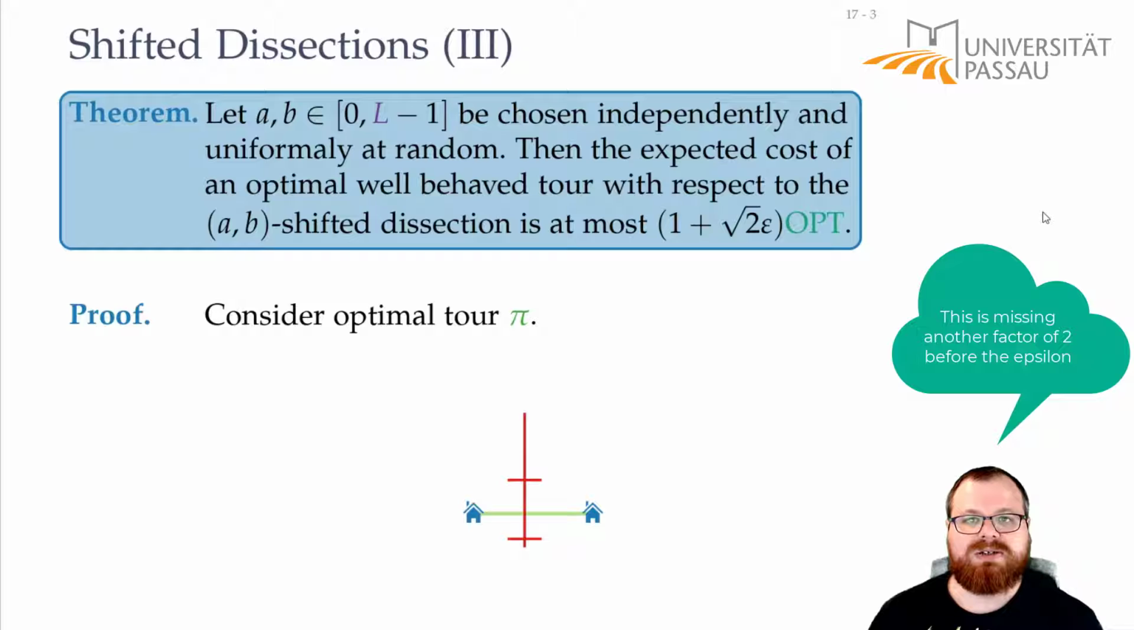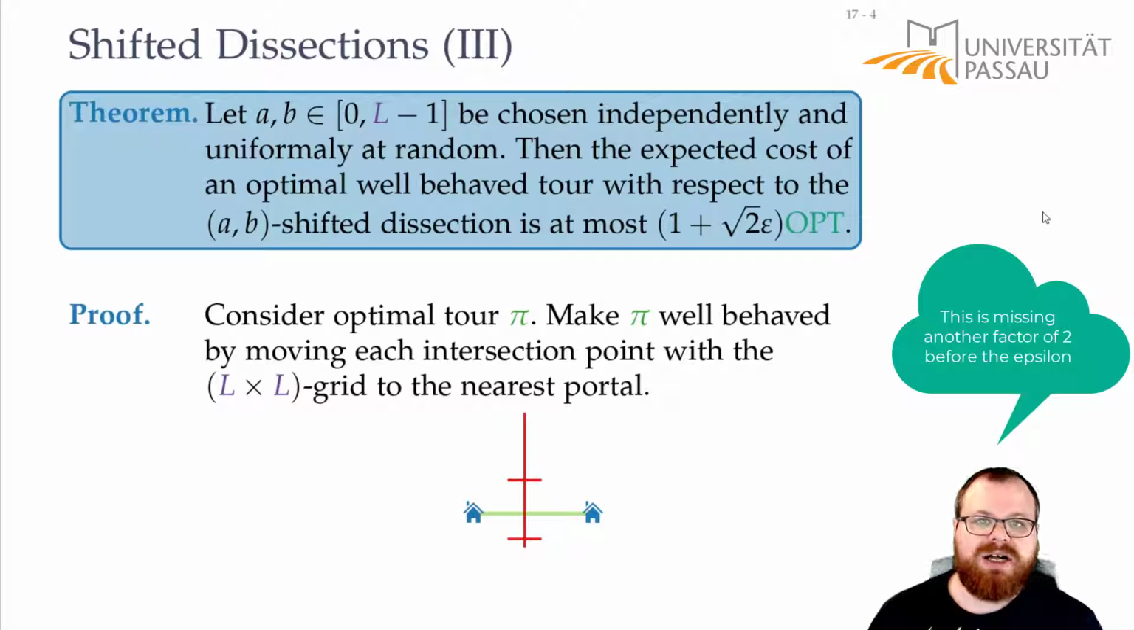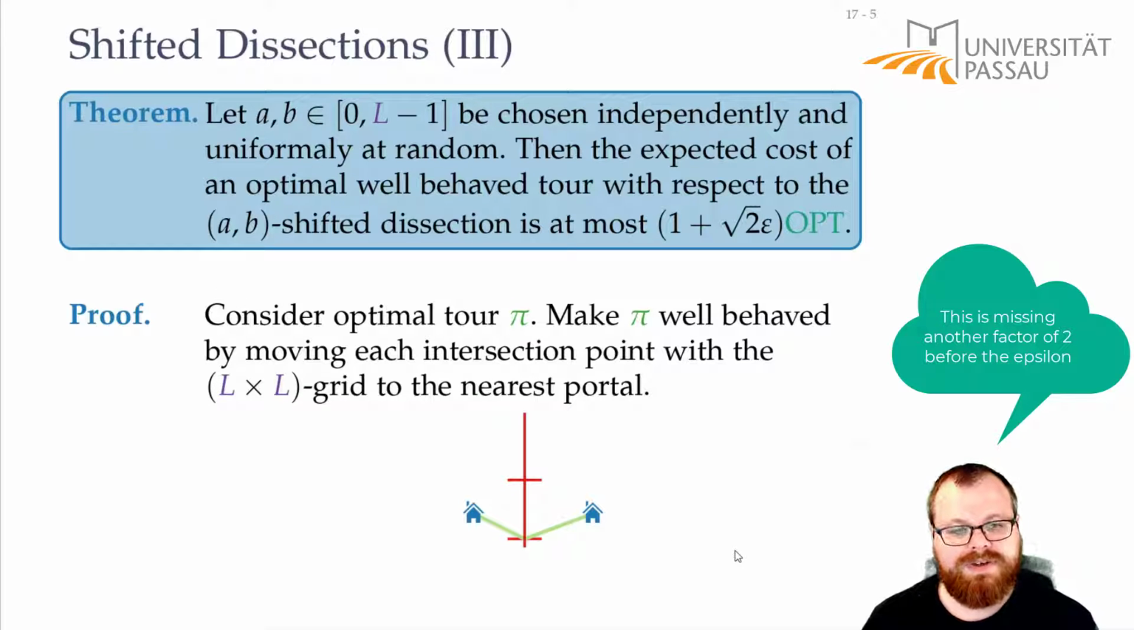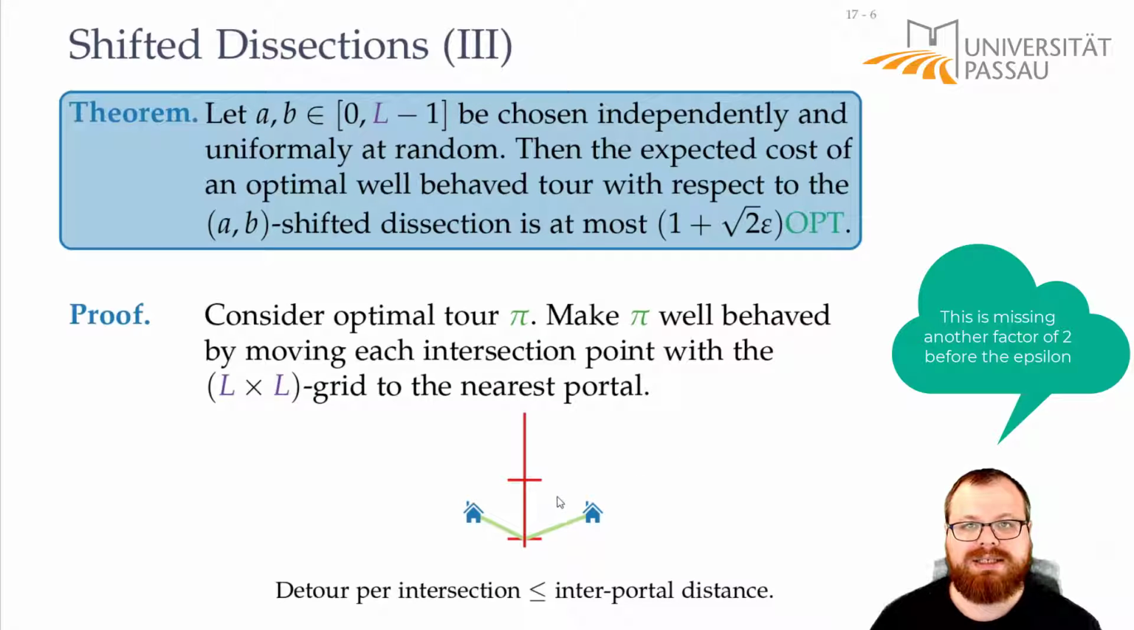So we have our optimal tour pi, and we make it well-behaved by moving all the intersection points with the grid to the nearest portal like here. How much does the cost increase for every one of these movements? Well, the movement depends on the level of this line. If this portal is very far away, then we have to move the line by a lot. If it's not too far away, then not by so much. And the maximum increase we have here is the interportal distance.